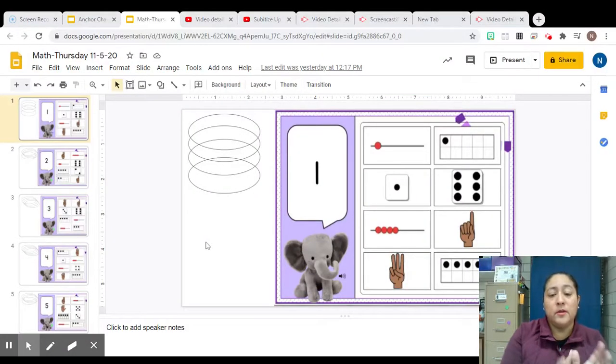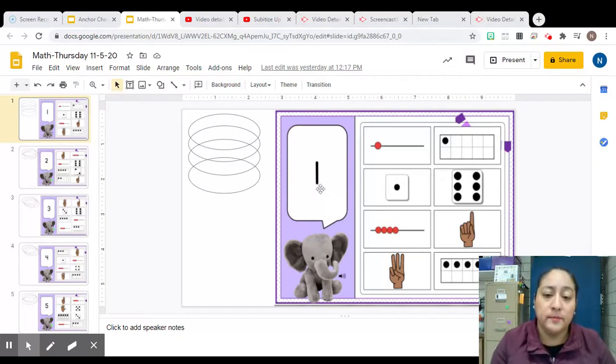Guys, this is going to be your homework. So you're going to have 5 pages or 5 slides that you have to do today. And here in the first one, or here on this side, you're going to see what number we're going to be working with. So this is number what? This is number 1. And over here you have ovals. So you have to put an oval where something is representing the number 1.